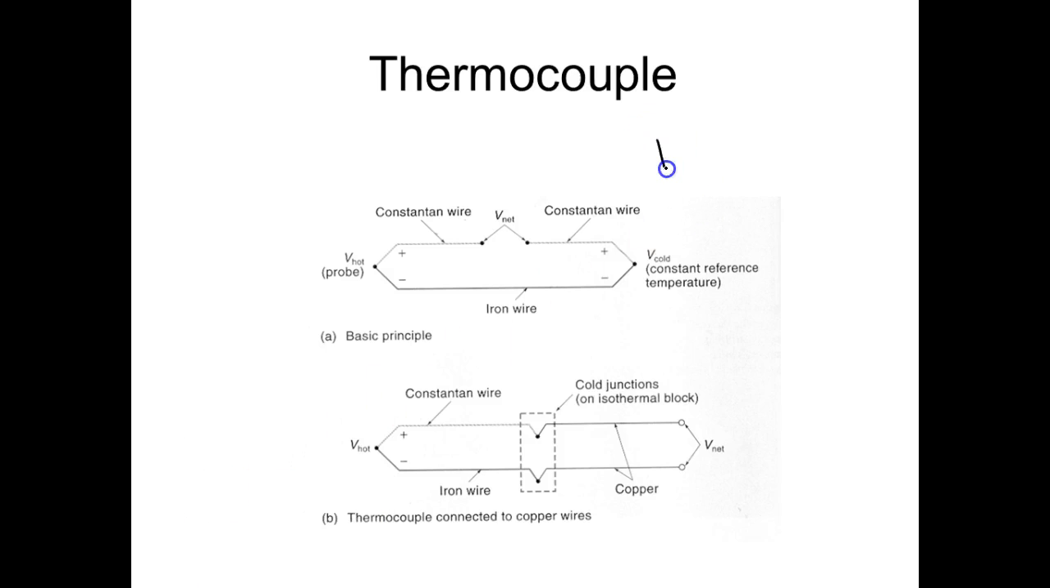What would y'all think the formula is? So V out would be equal to what? V hot minus what? V cold. That makes sense? V out, V H. Yeah, net. This would be net. So that's why they're hooked up in series opposing, right?